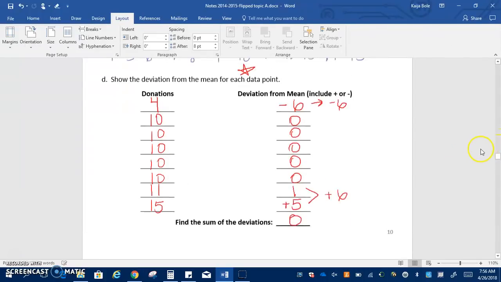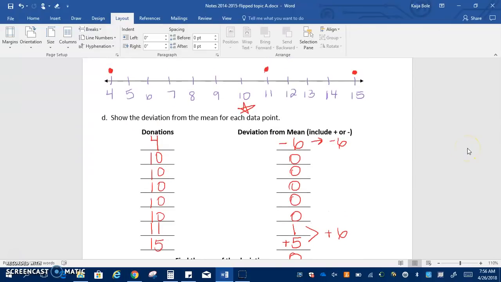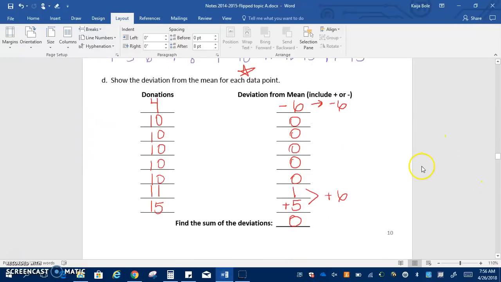Okay, so there's more than one way to do that, and we'll talk about that a little bit more in class. We're going to save that last example for during class. So that's all we're going to do for this video.